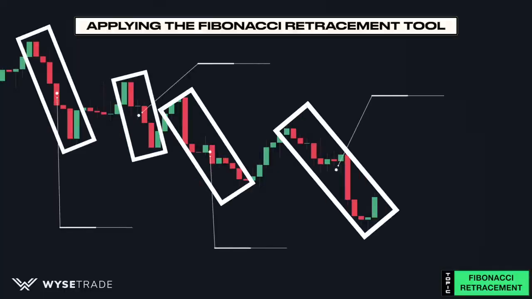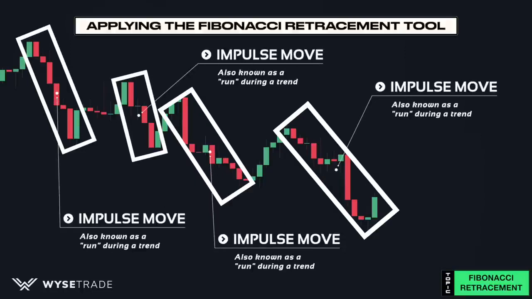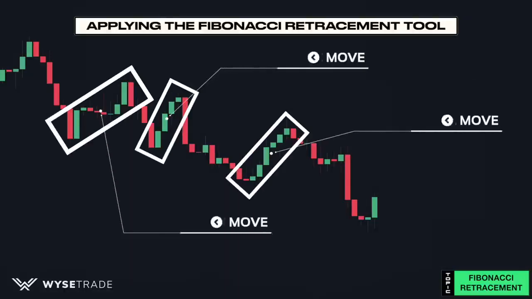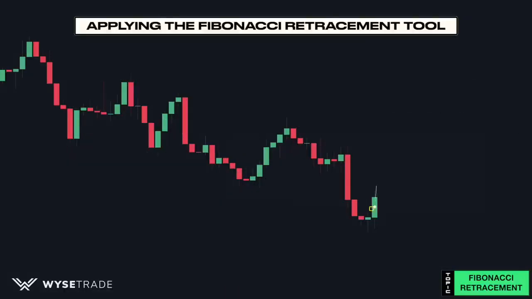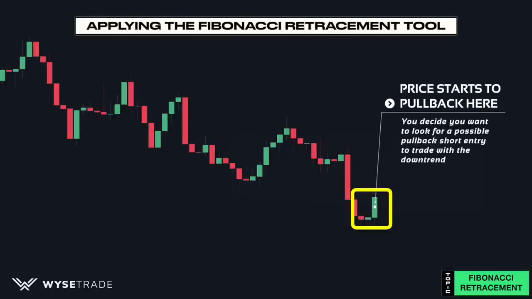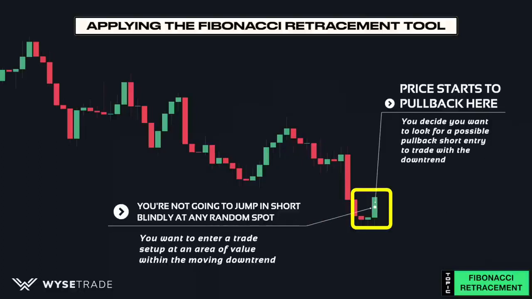Now going in the opposite direction in a downtrend, you have lower highs and lower lows. These runs are known as your impulse moves. These pullbacks are known as your corrective moves. Price starts pulling back right here, and you decide you want to look for a possible pullback short entry to trade with the downtrend. But you're not just going to jump in blindly at any random spot. You want to enter a trade setup at an area of value within the moving downtrend.